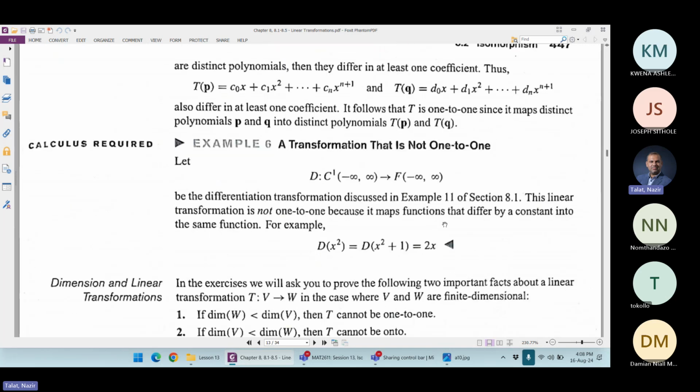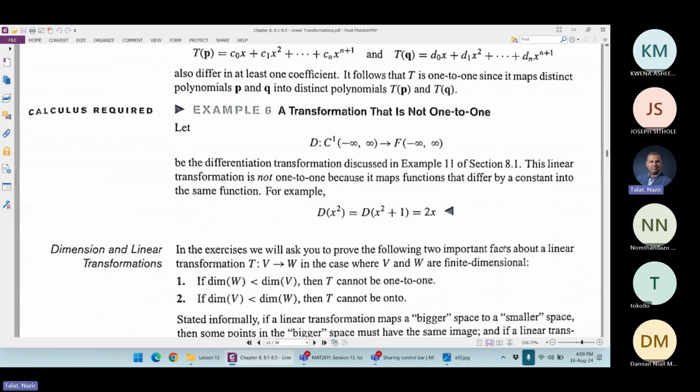And here are some other examples of the differentiation operator. If you take the derivative of x square, this is 2x, and the derivative of x square plus 1 is also 2x. It means this operator gives the same answer for different inputs. If we put x square or x square plus 1, the answer will always be the same. So this doesn't map 1-1. If you take one element from here and one element from here, these two are distinct, but their image is the same in the range set. So we conclude that differentiation operators are not always 1-1.